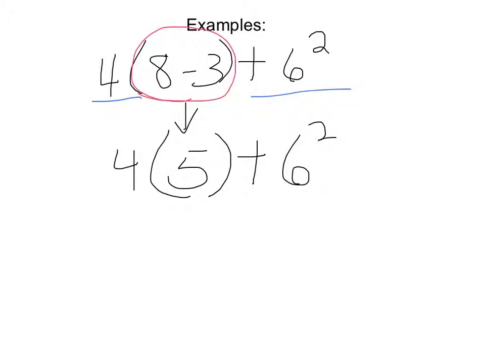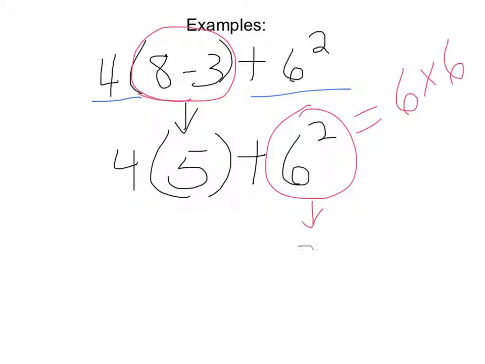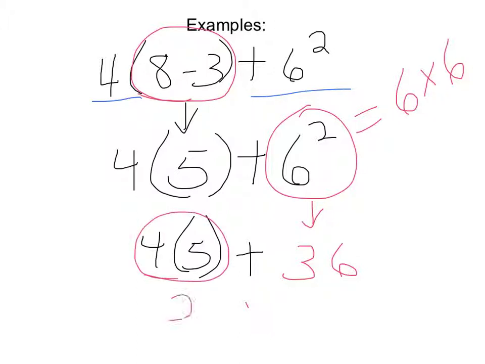Following order of operation, we need to do our exponent next. And 6 squared is our 6 times 6. And 6 times 6 is 36. We'll go ahead and continue to bring the rest of it down. So then we have our 4 times 5. 4 times 5 is 20. And then that's all we had left. 20 plus 36 is equal to 56 for our final answer.